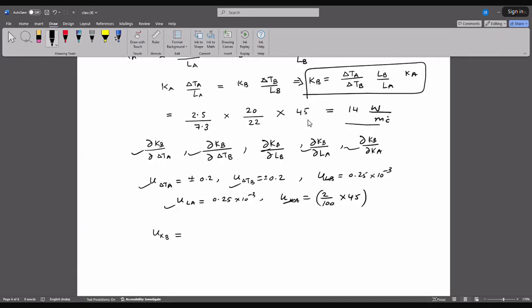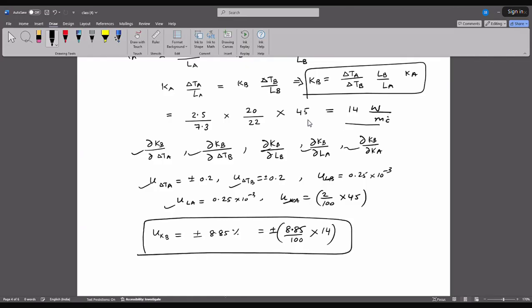which if you do the calculation correctly, will come out to be something like plus minus 8.85%. It means that 8.85 divided by 100 into the thermal conductivity of B is the uncertainty, so it will be this much. Okay, so let me stop here. If you have any question, we can discuss.